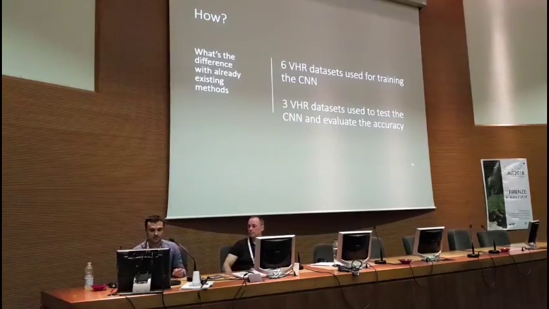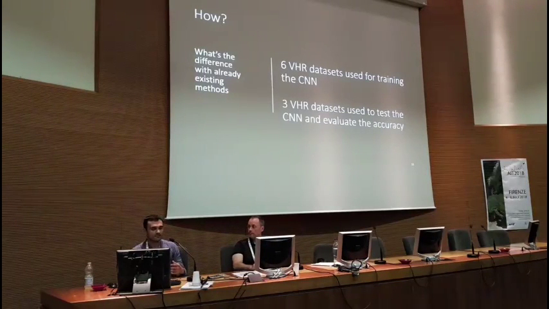So again, we used six very high resolution image data sets to train the CNN, and the characteristics of the images, we tried to match them very closely to real life satellite applications. So we didn't select the very high resolution images that had low off-nadir angles or very clear images. We tried to use images with very different off-nadir angles, and also with very different times of the season. So we used summer images where the shadows were not present, but also winter images where the shadows were quite present.